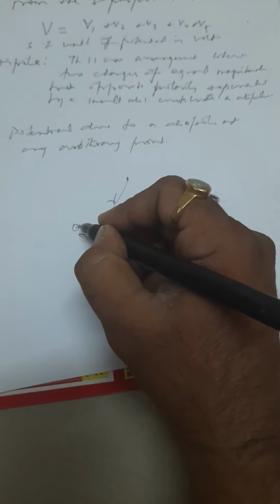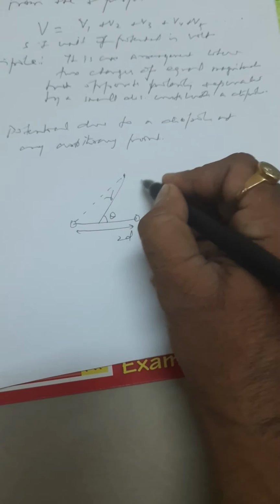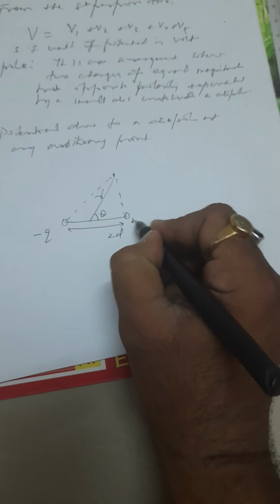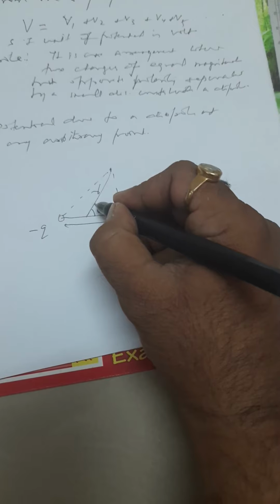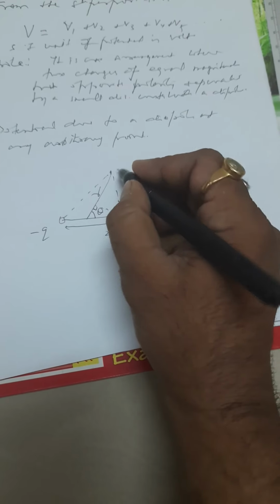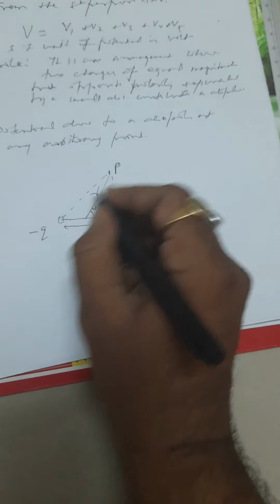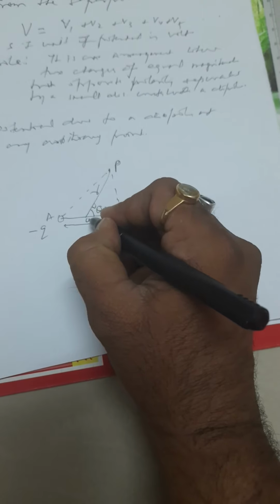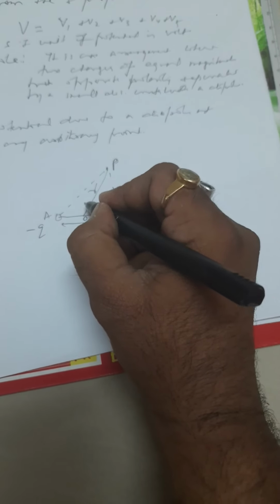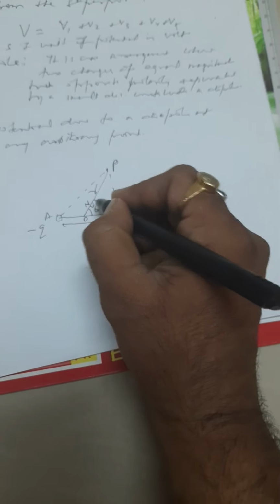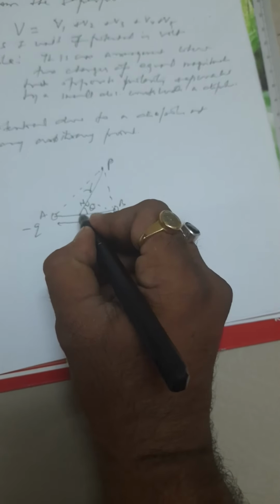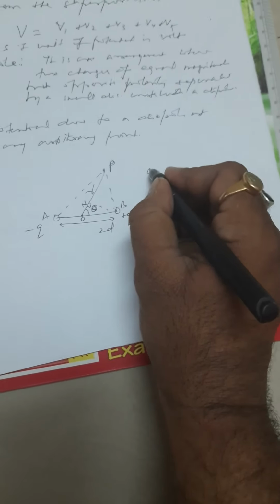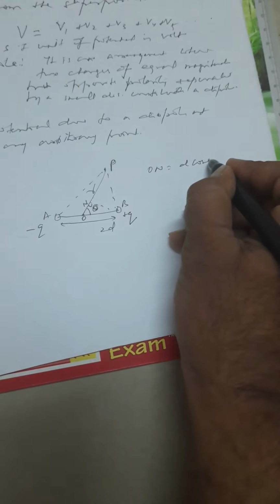What we do is this: we join these two points. Here we have minus q charge and here we have plus q. We drop a perpendicular from here. Let this point be P, this one is A and B, and this point is O. So we drop a perpendicular from B on OP at N. So this is the midpoint and this angle is theta. Therefore this will be D cos theta. So ON is equal to D cos theta.